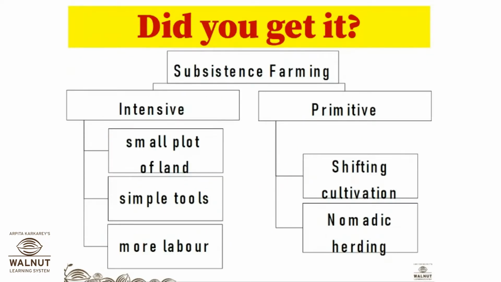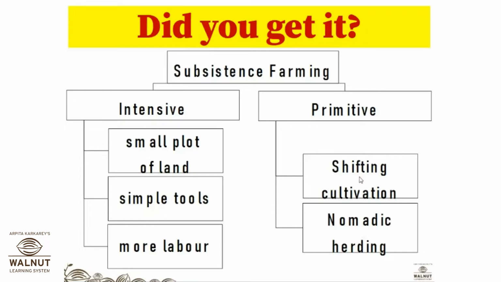We can get other information. There are other types of subsistence farming. These are the subtypes: intensive subsistence farming and primitive subsistence farming. In intensive subsistence farming, what are the characteristics? Small plot of land, simple tools, and more labor. There is a difference between intensive subsistence farming and primitive. Primitive means that traditionally people were doing the farming or cultivation of crops. At that time they used shifting cultivation and nomadic herding.